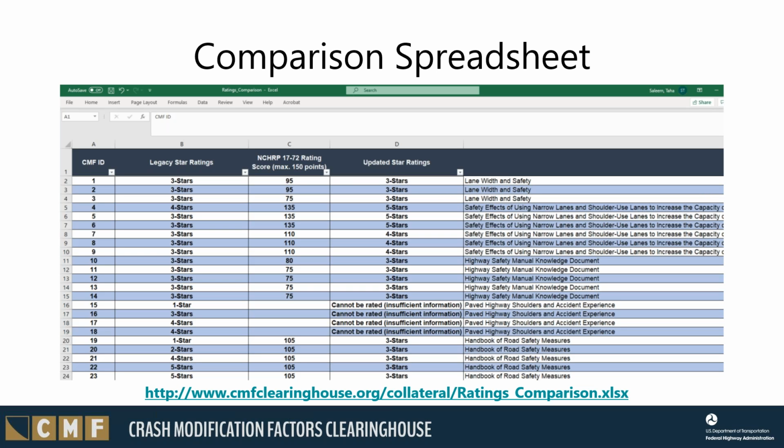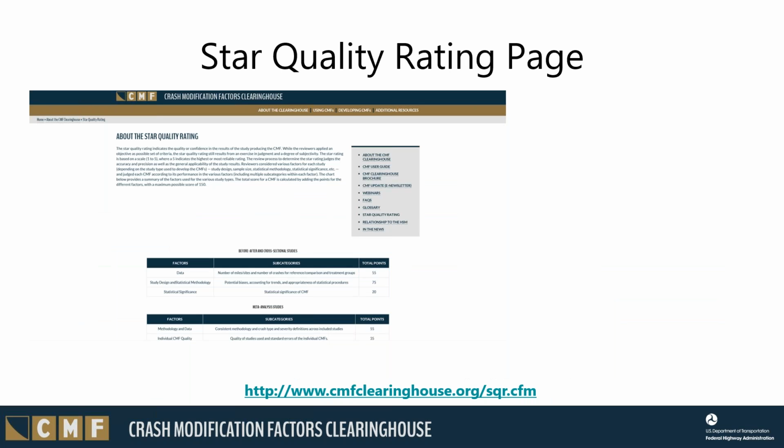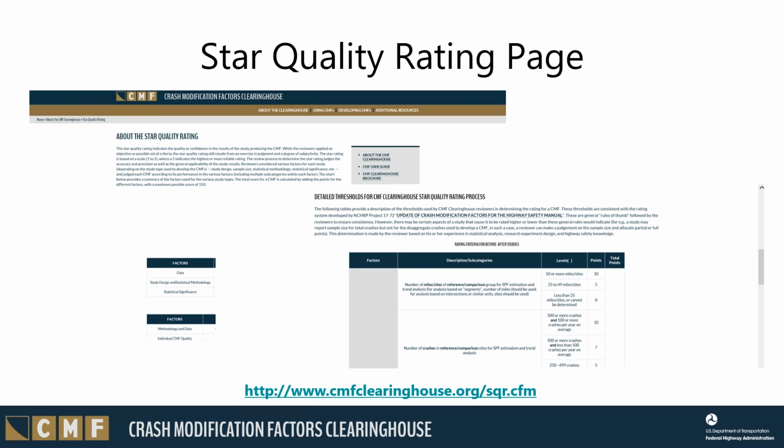So this spreadsheet provides both the legacy and the new ratings for all the CMFs prior to the rating transition, and is a tool that's made for you to use to identify any star rating changes to your CMFs of interest. Now, we also have a star quality ratings page, which is housed under the About the Clearinghouse drop-down menu, or can be accessed using the link provided on the slide. And it provides details about the new rating system and also the various thresholds a study must meet to get a higher star rating.